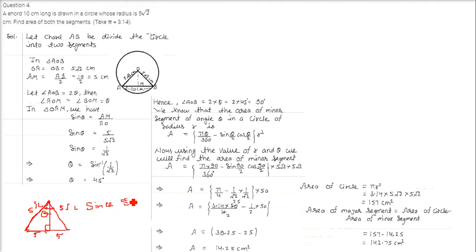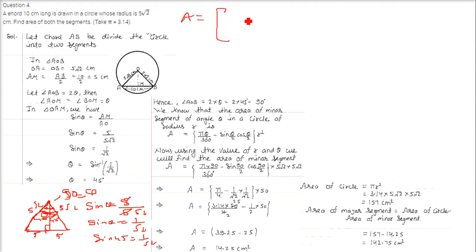So I will take sine theta. So sine theta is perpendicular, that is 5 by 5 root 2, hypotenuse. What do you get? Sine theta as 1 by root 2. But you know this is sine 45, is 1 by root 2. So this angle is 45. So this angle will also be 45. So this whole angle will be 90 degree. So we got the theta. Theta is 90 degree. Now we can apply the formula directly.